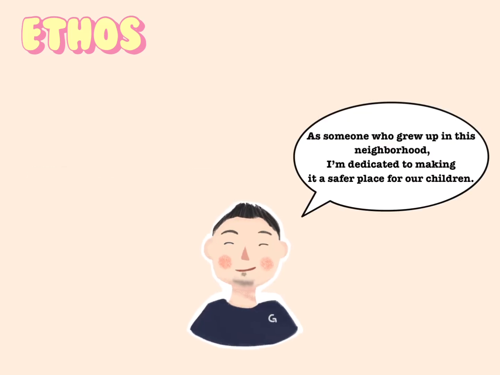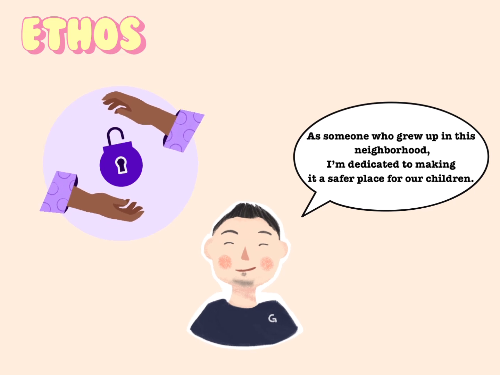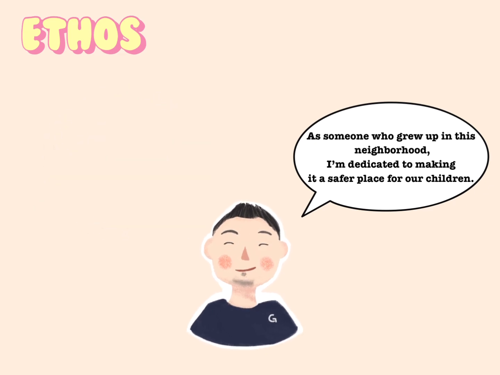For instance, a community leader might say, as someone who grew up in this neighborhood, I'm dedicated to making it a safer place for our children. This appeals to the audience's sense of trust because the speaker shares their experiences and values. So ethos is all about building a connection based on credibility and trust.